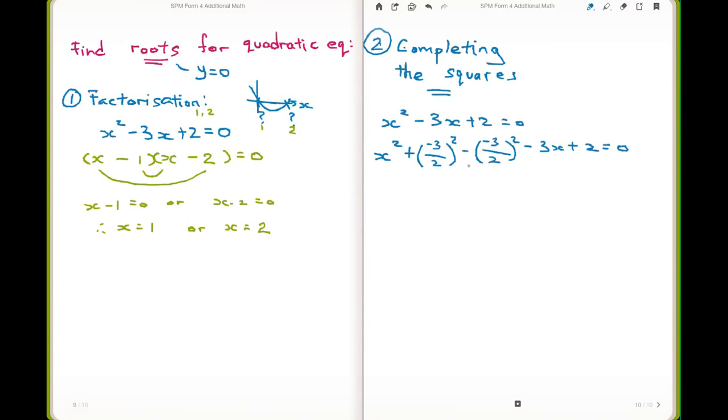What next would be interesting, because all you need to do is to copy whatever is here. You expand it, you will get x minus 3 over 2 squared, and then you subtract 9 over 4 and plus 2. Where is this missing term? This term and this term. Where is this missing term? If you were to expand here, you get to here.